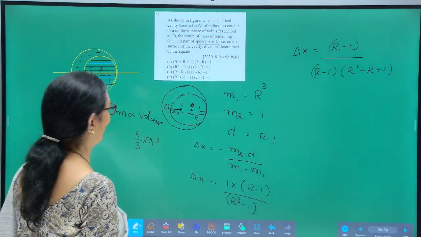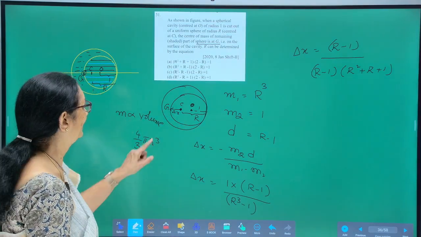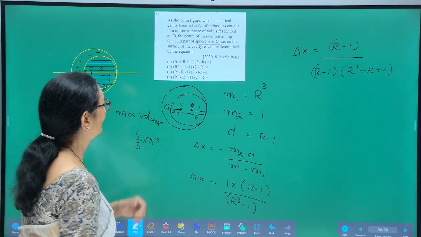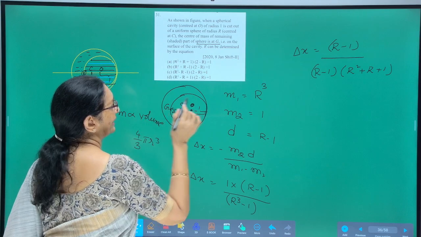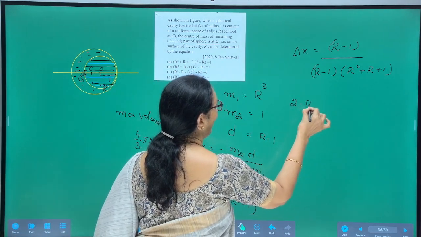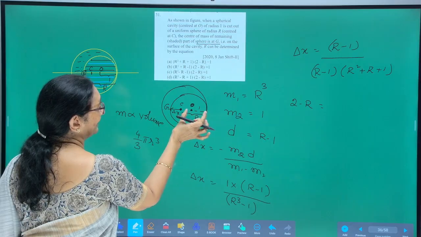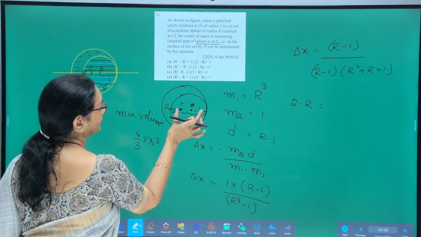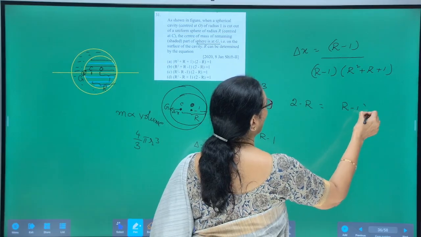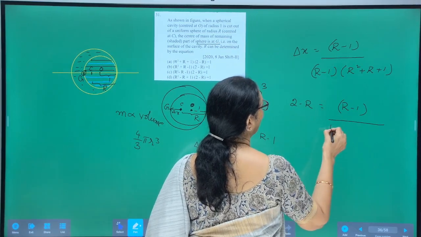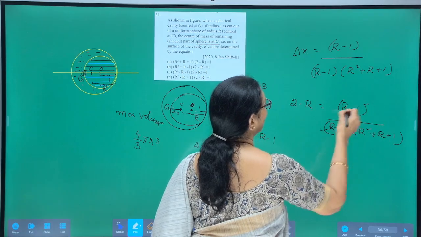Here, what is delta x? It is mentioned that the center of mass of the remaining part coincides with the edge of the removed one. So this entire thing is 2, and 2 minus R is delta x. See here, the radius is 1, so the diameter becomes 2, and 2 minus R is the shift in center of mass. So 2 minus R is equal to R minus 1 by R minus 1 into R square plus R plus 1, and this and this get cancelled.